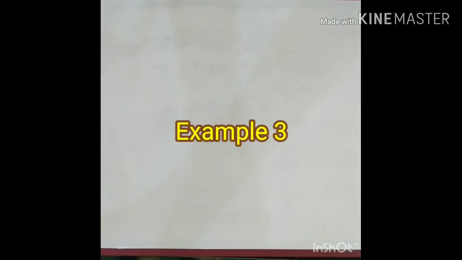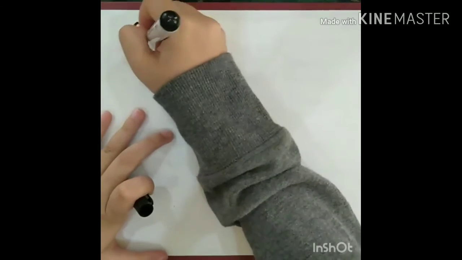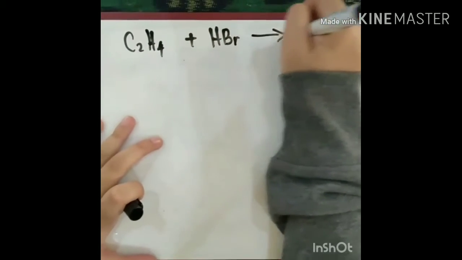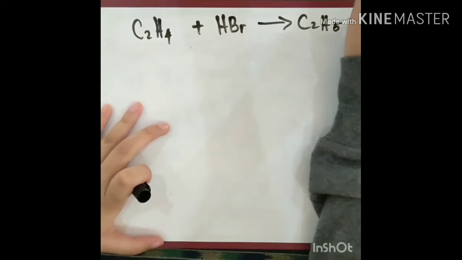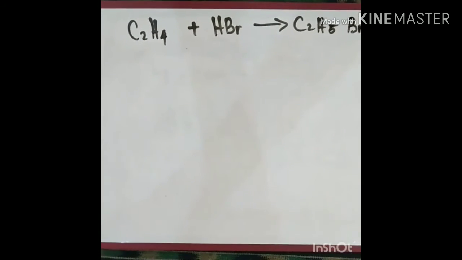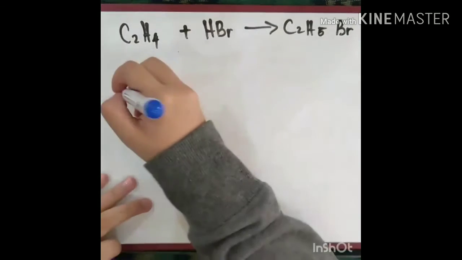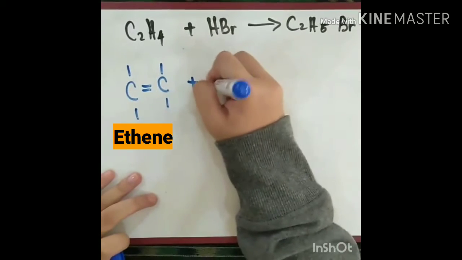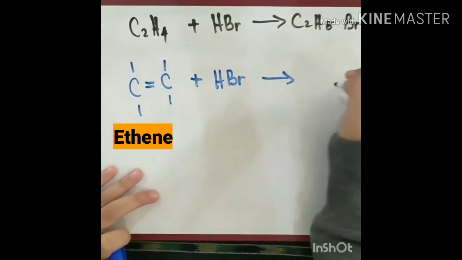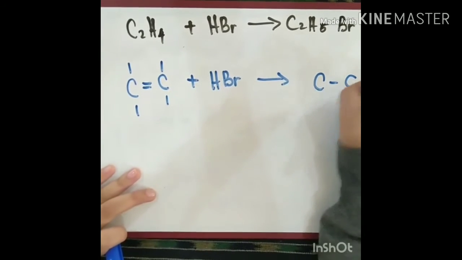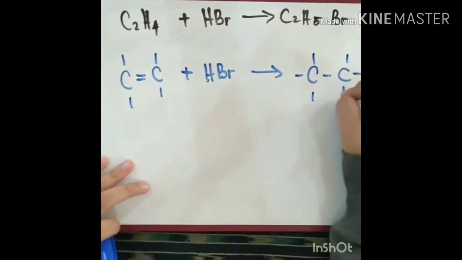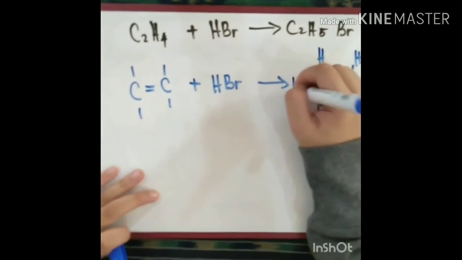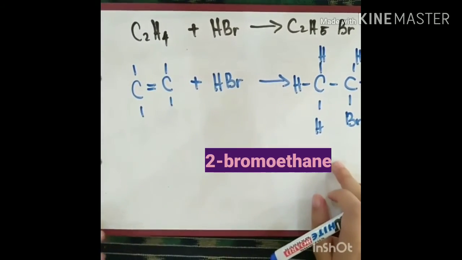Let's give another example of an alkene, which is ethene. C2H4 added with HBr, and the product will be C2H5Br, which is bromoethane. Let's expand this. Ethene has a carbon-carbon double bond, and when it was added to HBr, the double bond will untie, and it will produce this, which is bromoethane.